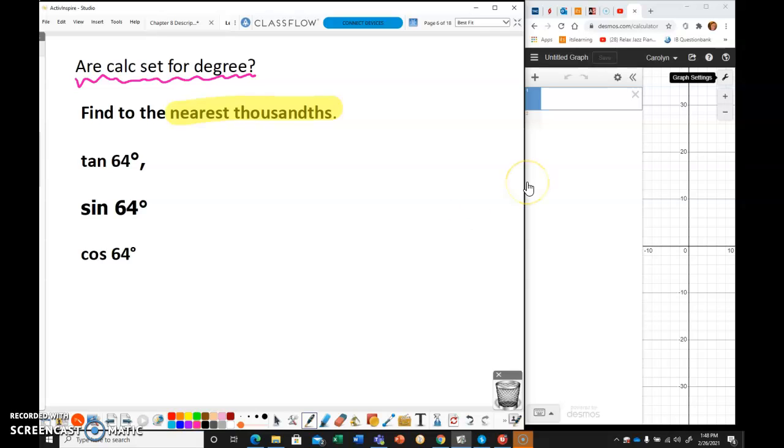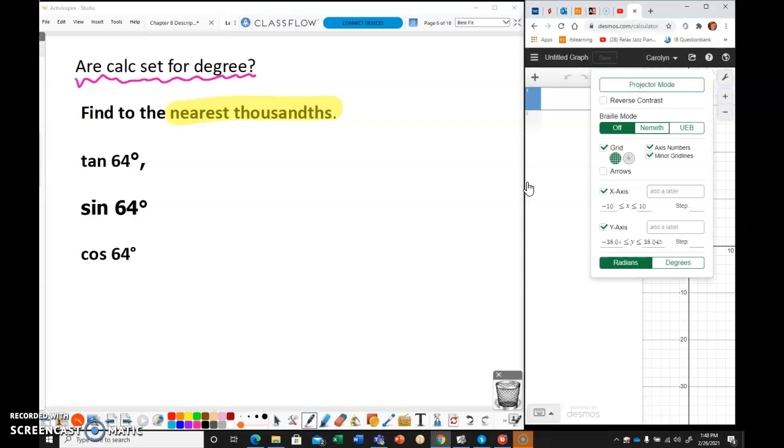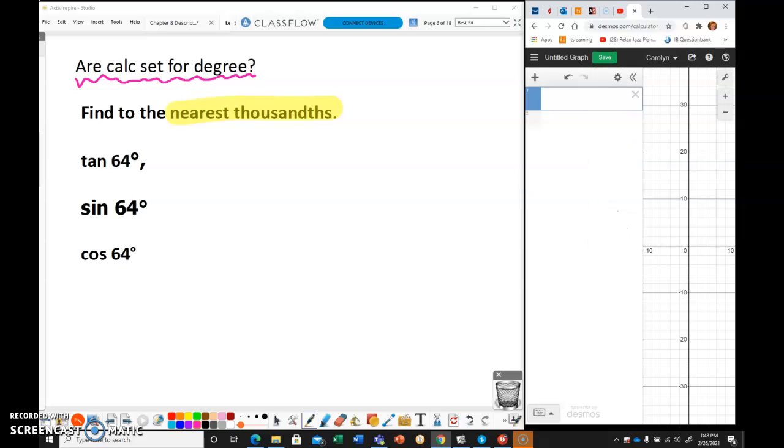So I'm going to come up here to this little wrench for my graph settings, and I'm going to make sure that I am set for degrees down here at the bottom. You'll see it has radians. I don't want radians. That's a different form of measurement. We'll get to that later. I want it set on degrees. So you have to make sure that is changed before you use this.